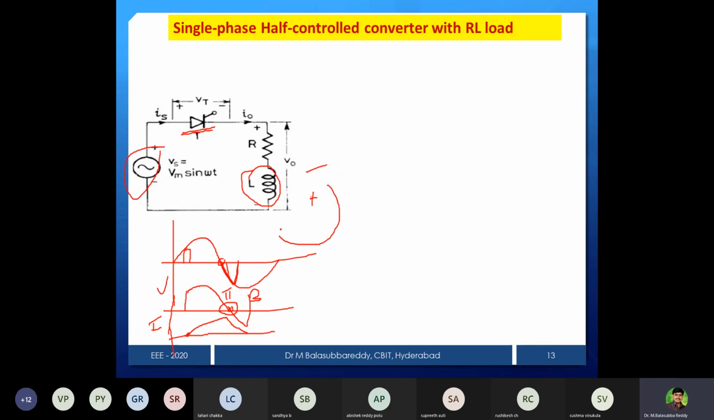Let us assume that after some instant the device is completely turned off. If device is completely turned off, then what will happen? Current will reach 0. If current reaches 0, device will be open. At this point, device will be open. Once it is open, output voltage will be 0 and current also will be 0. That's all. So this is the only difference.